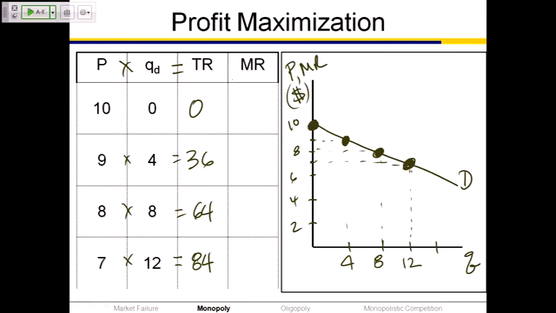All right, marginal revenue. Marginal revenue, remember, is the change in total revenue divided by the change in quantity. Notice our quantity is not jumping by 1, but our quantity is jumping by 4. So here, when we're going between a price of 10 and a price of 9, the change in total revenue is 36. The change in quantity is 4. So my marginal revenue, 36 over 4, or 9.